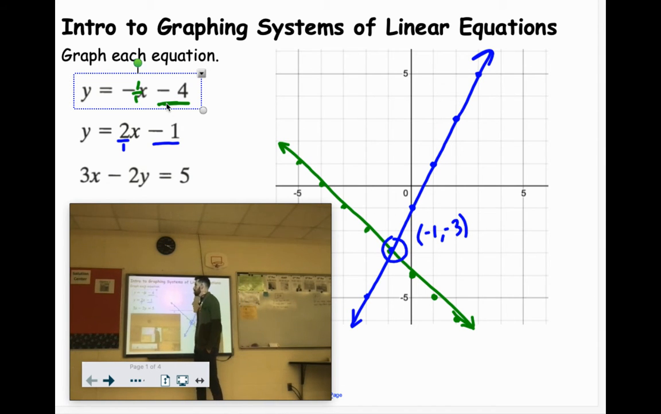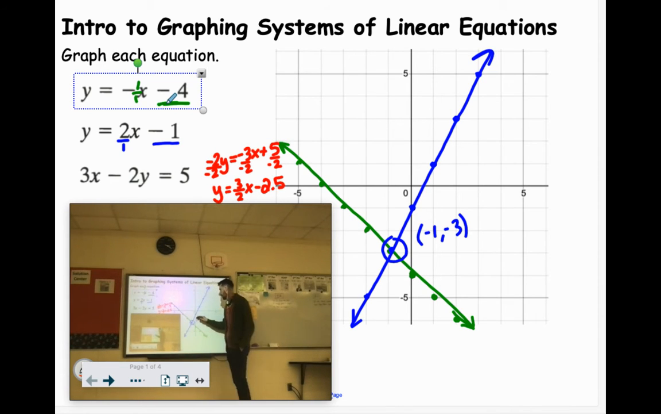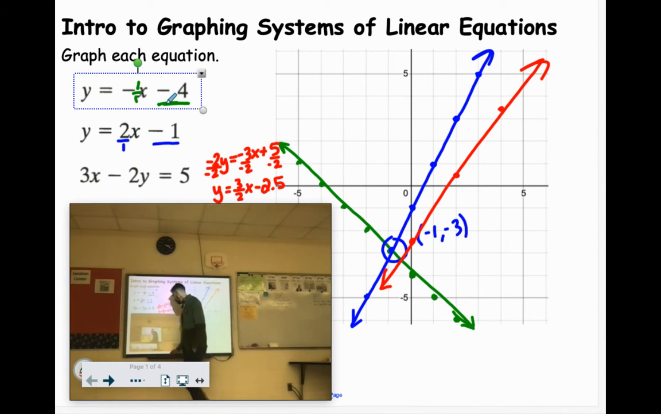This third one, 3x minus 2y equals 5. We're going to get it in slope-intercept form. So first we would have to subtract the 3x, so we'd have negative 2y equals negative 3x plus 5. Then we divide everything by negative 2, which would give us y equals 3 halves x minus 2.5. So we go down 2.5, and then from there we can go up 3 over 2, up 3 over 2. Something like that.